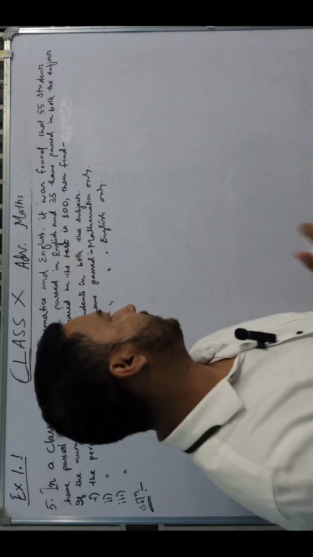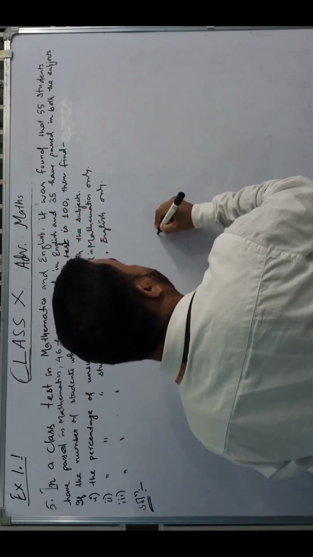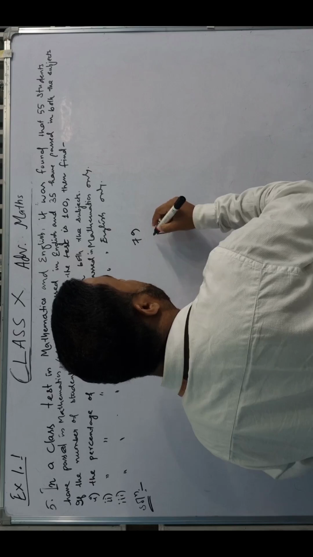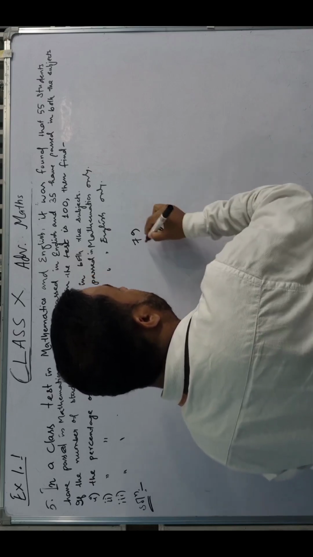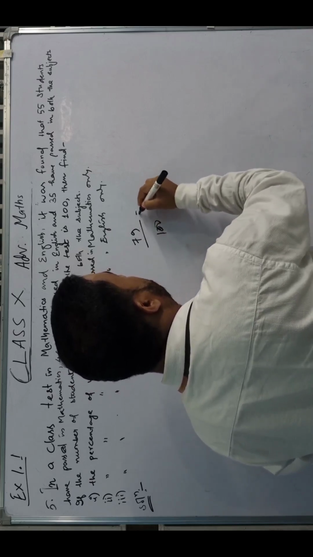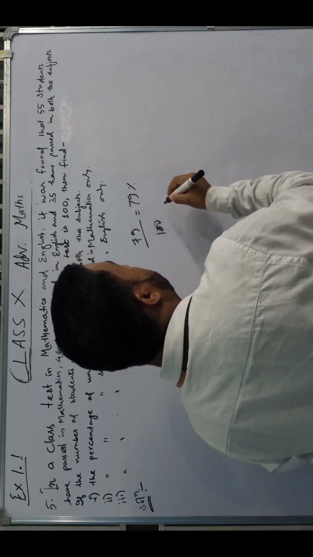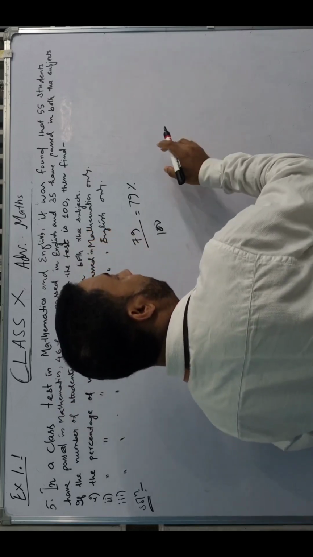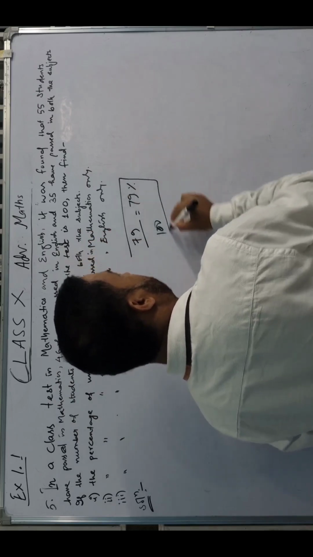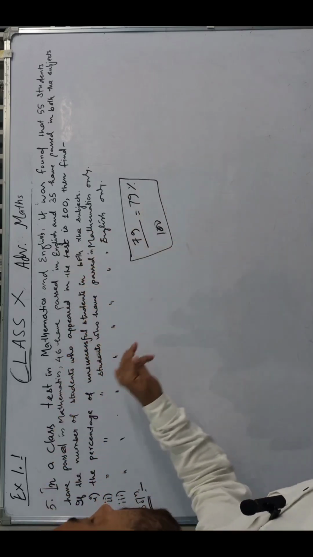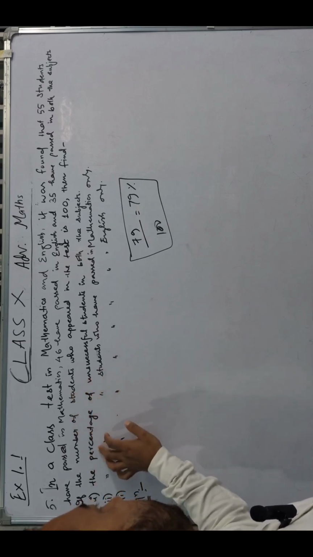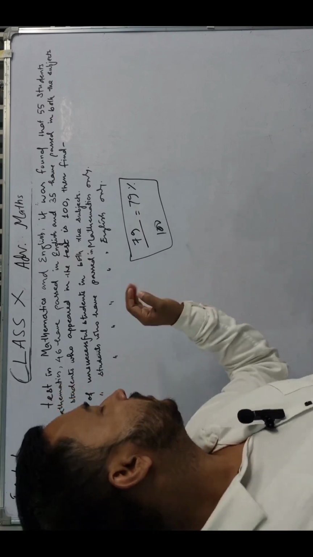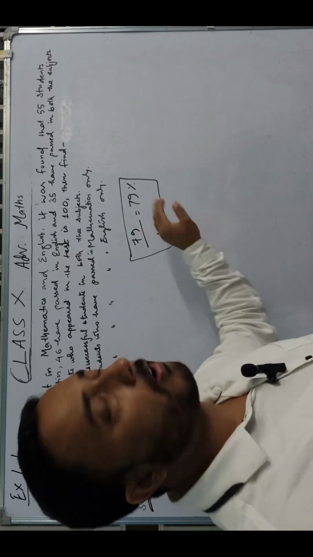Now suppose in one subject the total is 100 marks, and a student got 79. What is the percentage he got? The percentage will be 79 by 100, which is equal to 79%. That means if we take any number out of 100, it will be expressed in percentage. You may ask, sir, nowhere is percentage mentioned, but the question asks to find it in percentage. So what is percentage? Percentage means out of 100.